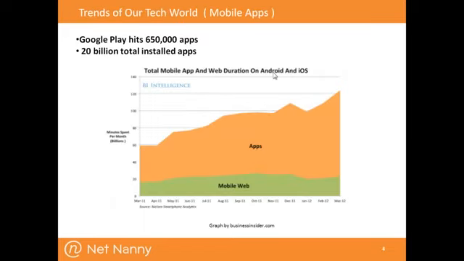I just want to talk a little bit about some mobile trends because that's today's topic. Obviously, we're going to talk about protecting mobile devices with Nanny for Android. This first slide gives some information about apps installed on Android devices. Google announced a short time ago that the number of unique apps in Google Play now exceeds 650,000. So there's a lot of unique apps out there. They also say that more than 20 billion mobile apps have been installed on Android devices.